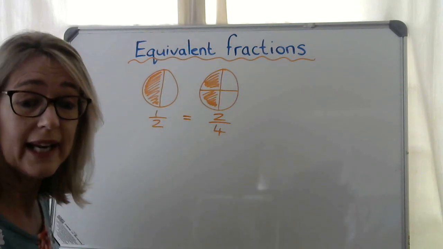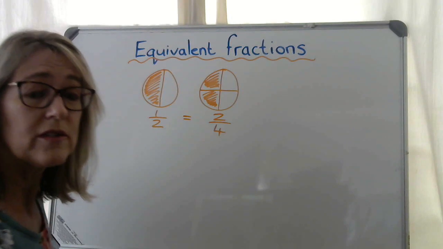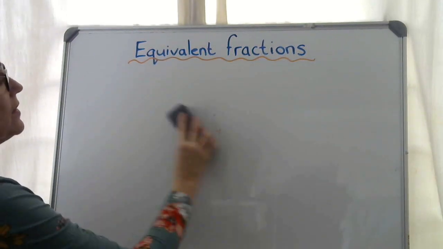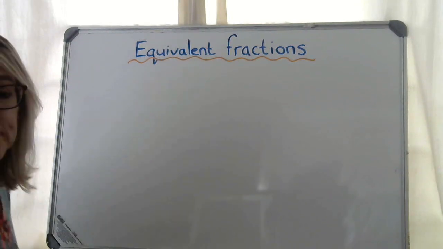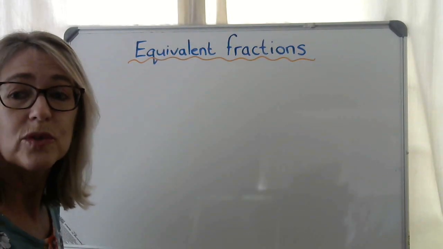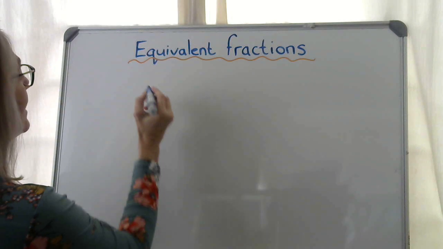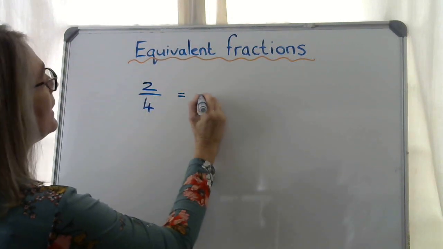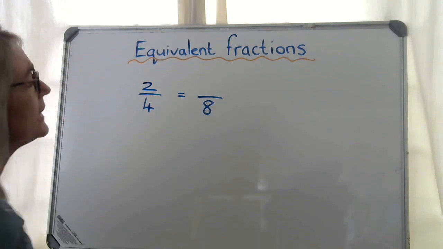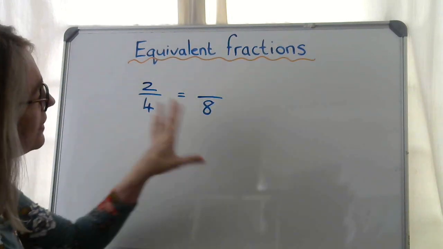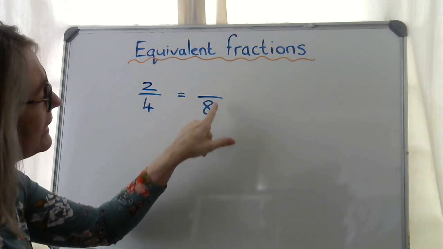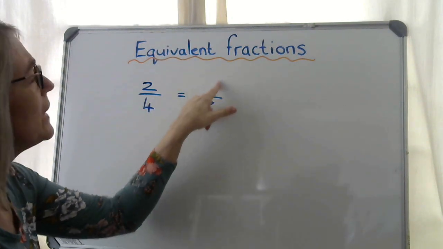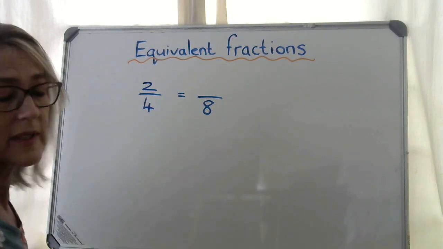But what we're going to do today is we're going to look at how to find a missing number in equivalent fractions. So let's rub that out. And we're going to start with a simple fraction like 2/4 equals how many eighths? So you've been given 2/4 and something eighths equals 2/4. Now we've got to find what that something is. How many eighths equal 2/4?